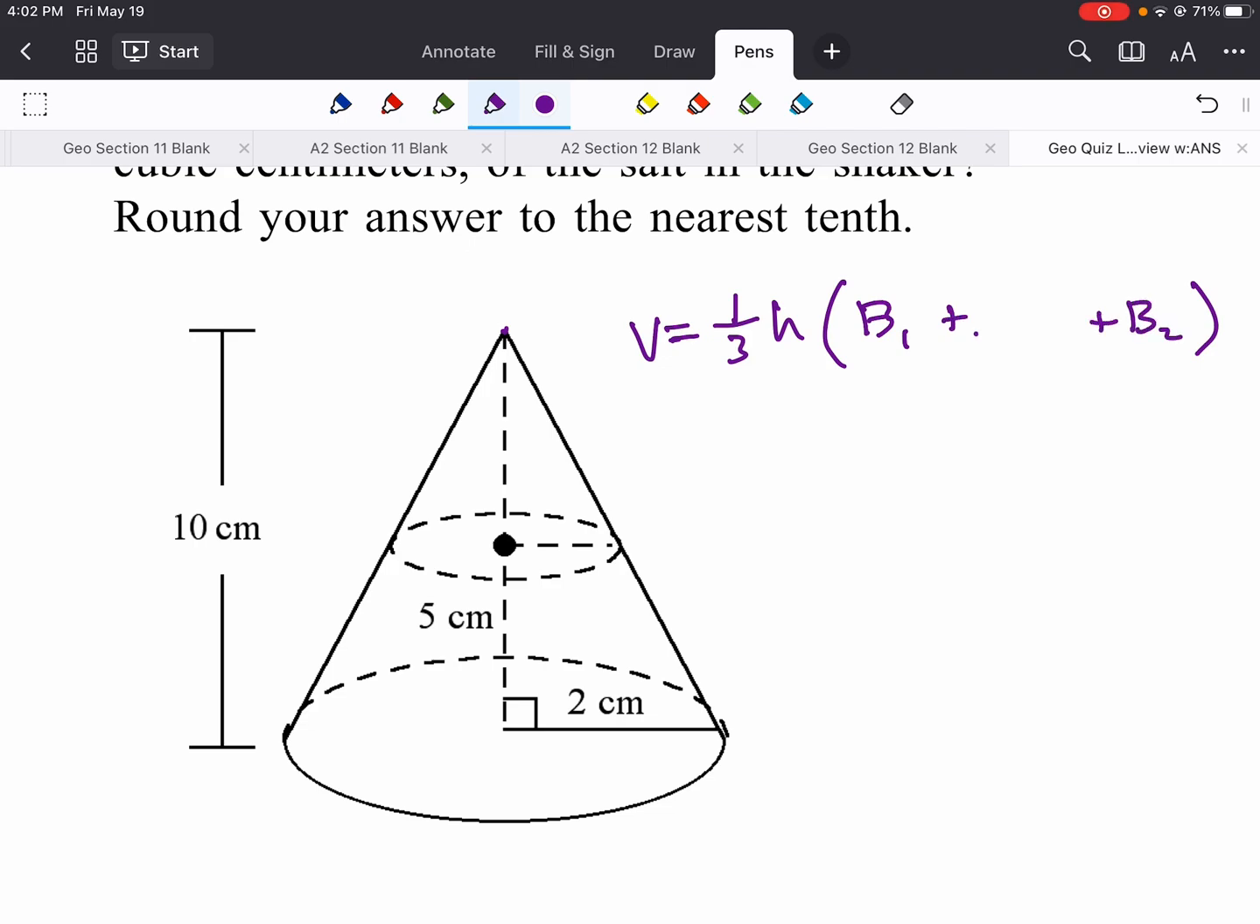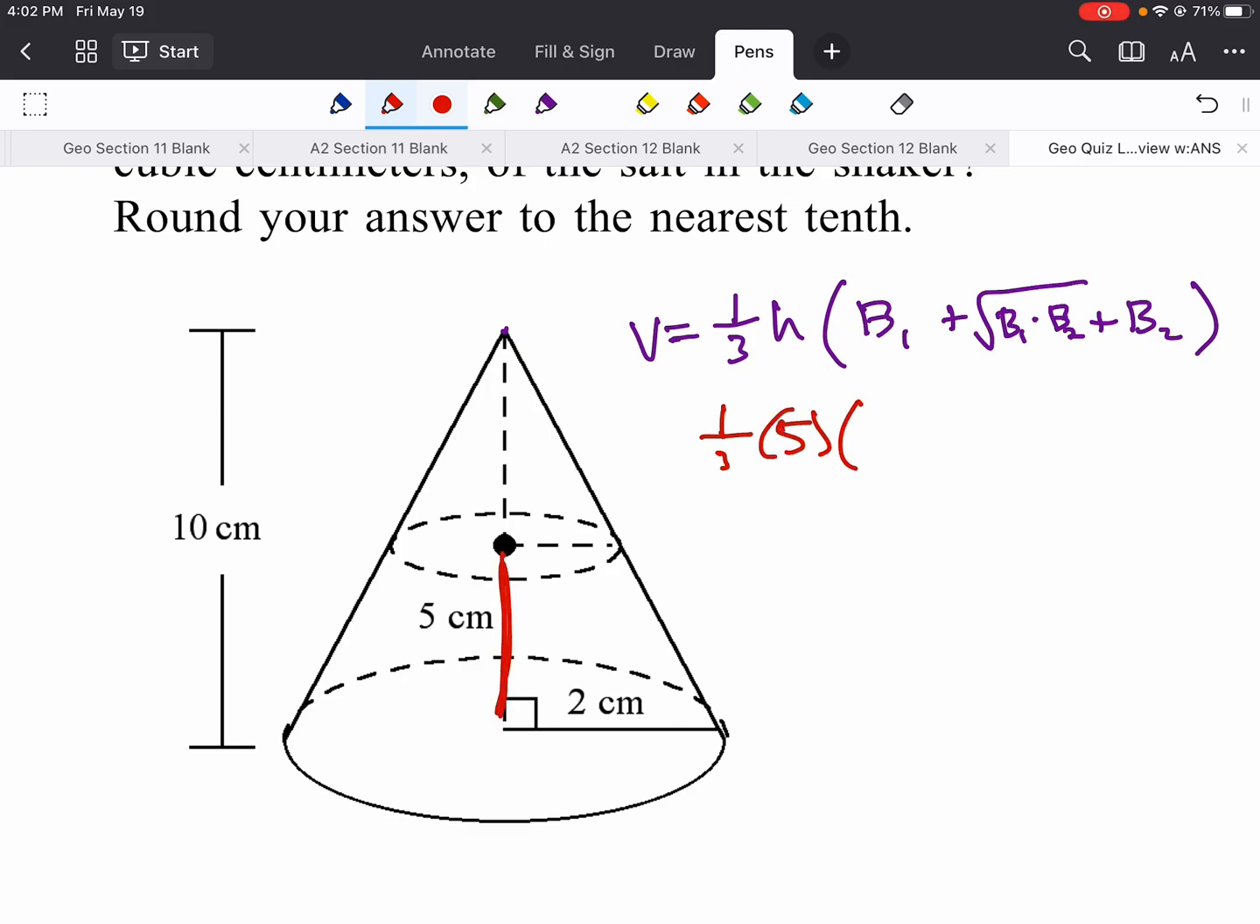And in the middle, the geometric mean of base 1 and base 2. If you don't remember geometric mean, that's the square root of the product. So normally for a mean, you would add them and divide by 2, but for a geometric mean, you multiply them and square root them. All right, and now we'll just plug in some values and see if we have what we need. We've got 1/3, that's given. Our height of the frustum itself is 5, so we'll put 5 in here.